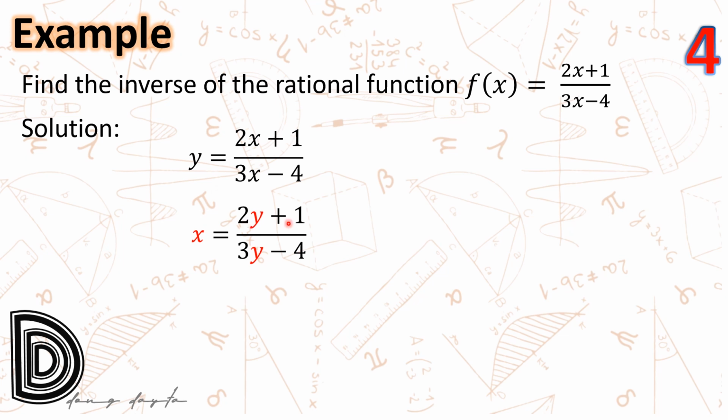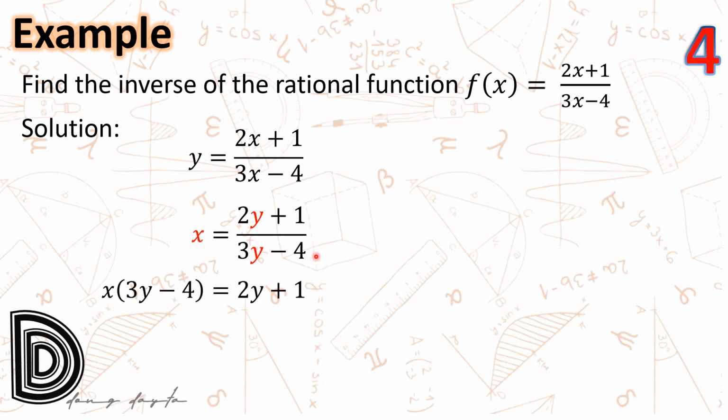At this point, we're going to solve for y in terms of x. So we're going to isolate the variable y in one side of the equation. So how do we do that? We multiply both sides by 3y minus 4 so that it cancels on the right hand side of the equation.